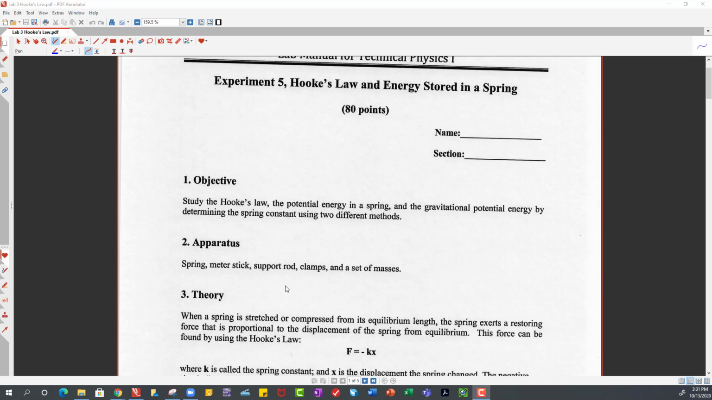Hello, welcome to the experiment on Hooke's law. So essentially we're going to use Hooke's law for a spring in order to determine the spring constant.